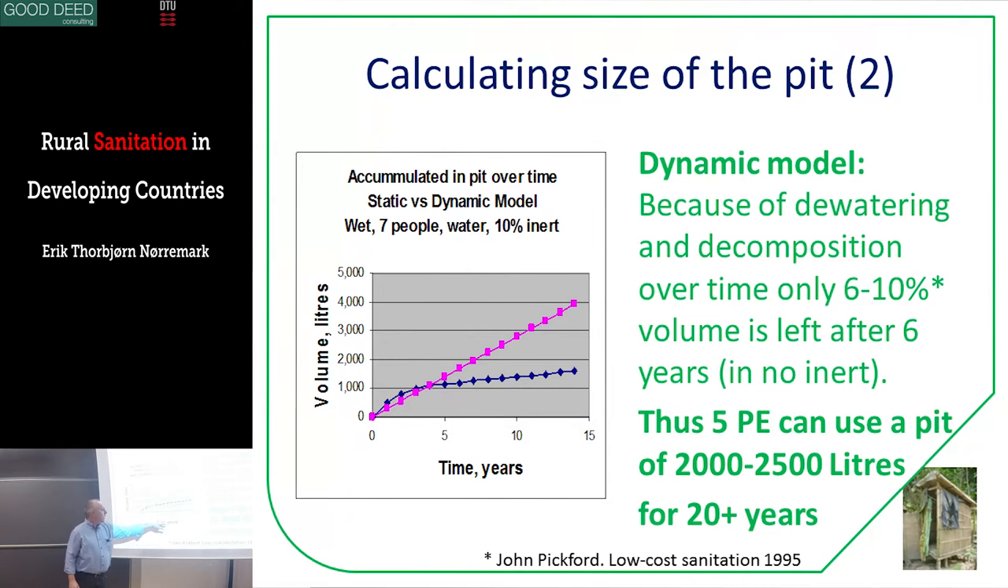Now, you can actually extend this one to 20 years, and it will still be just under here, 2000. So to be sure that you have enough space, you need to make a pit of 2000 to 2500 liters, and then you'll have a lifetime for 20 plus years.